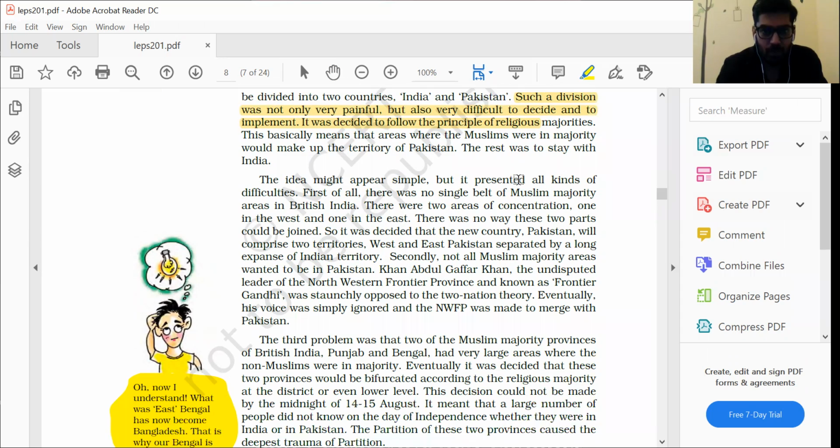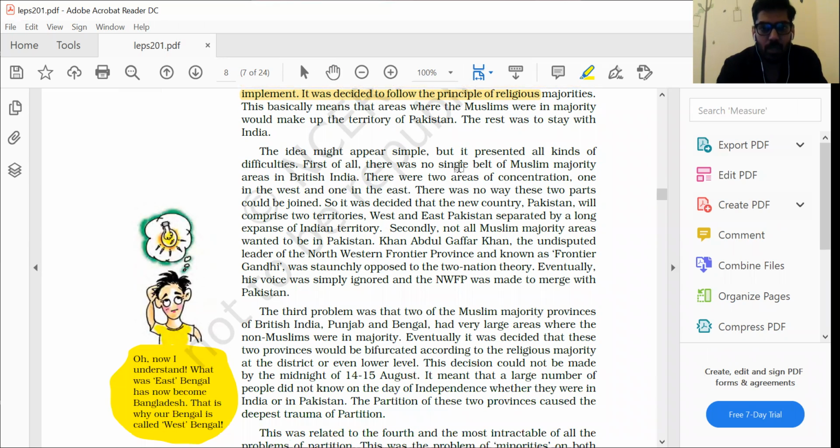So what happened was that there was no single belt of Muslim majority in British India. There were two areas of concentration, one in the west and one in the east. So there was no way these two parts could be joined.